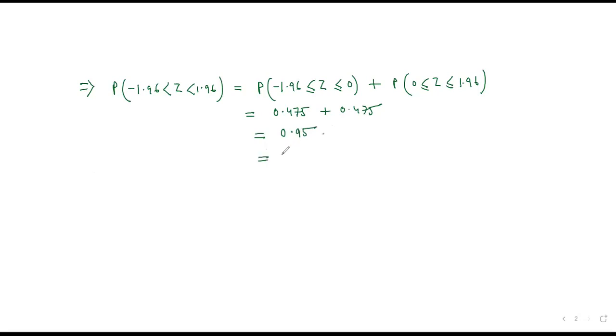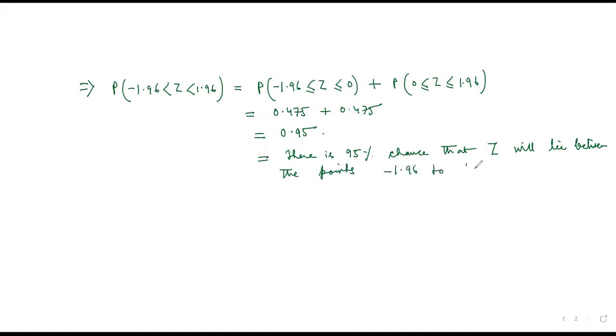So what we say is that there is a 95% chance that Z will lie between the points minus 1.96 to plus 1.96. Okay, and that's why this limit is actually called the confidence limit. I'm 95% confident that Z will lie between these 2 points.